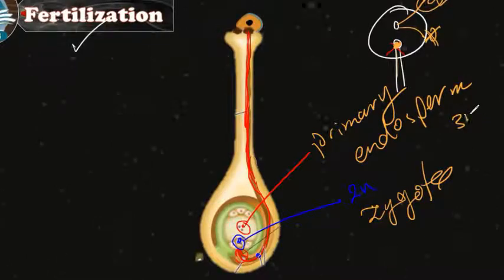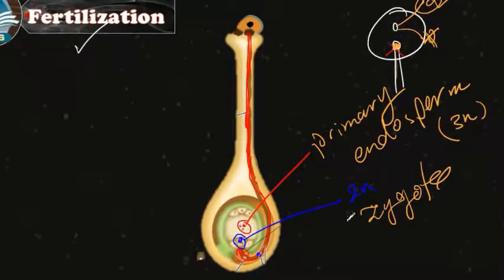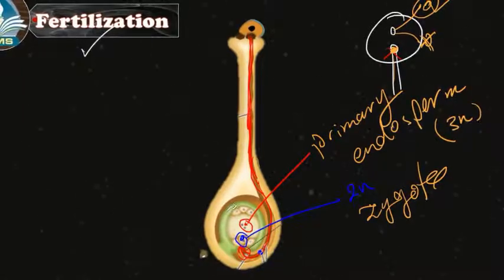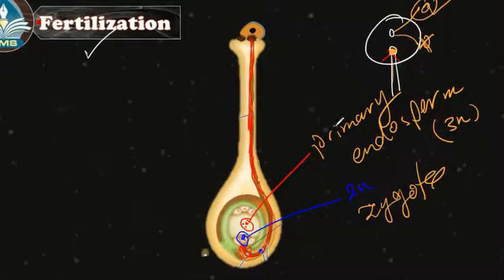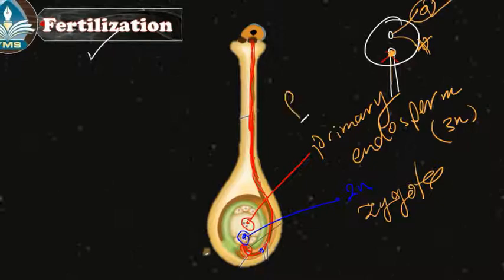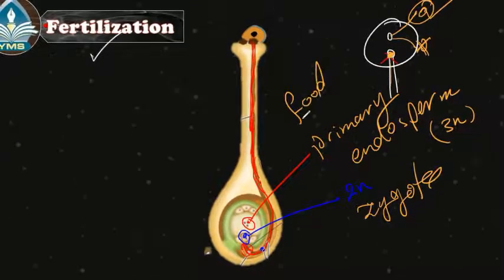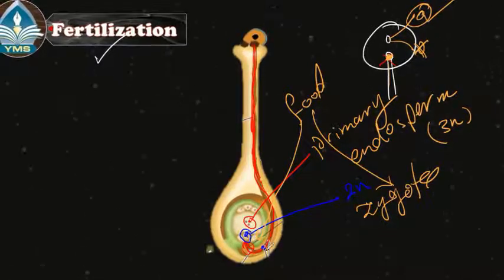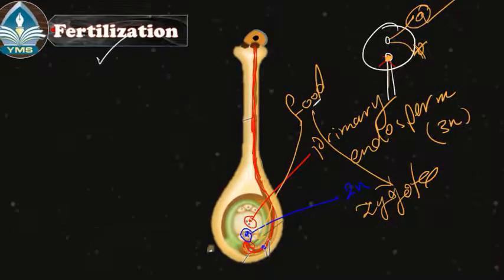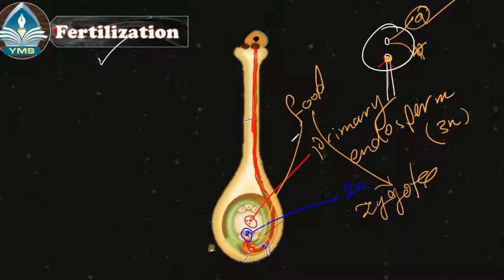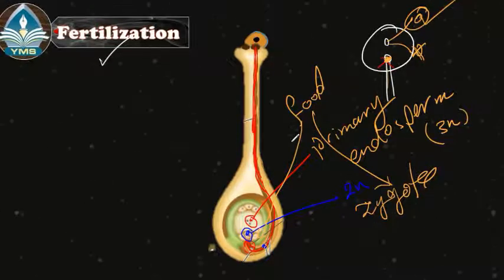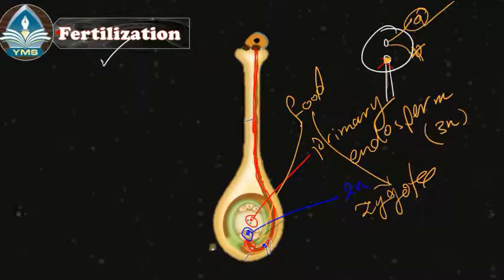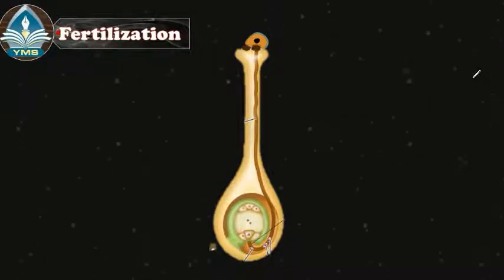The primary endosperm has 3n number of chromosomes. This primary endosperm is going to be the food of the embryo which has been fertilized. Now here we have the embryo, and here we'll have its food, which will help it to grow and survive. Now here we're done with pollination and fertilization, and we saw how it happens.